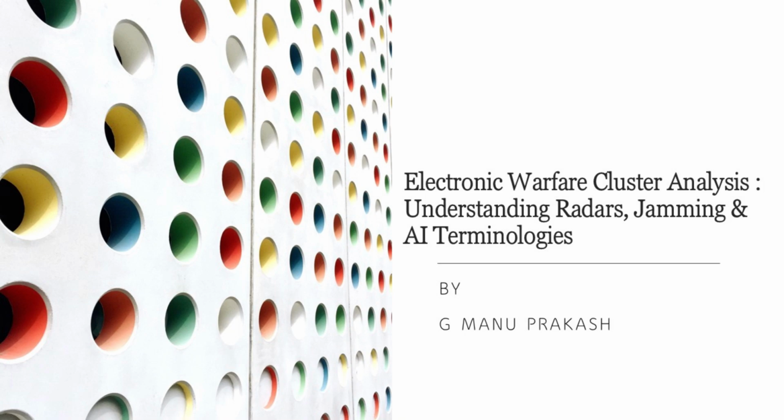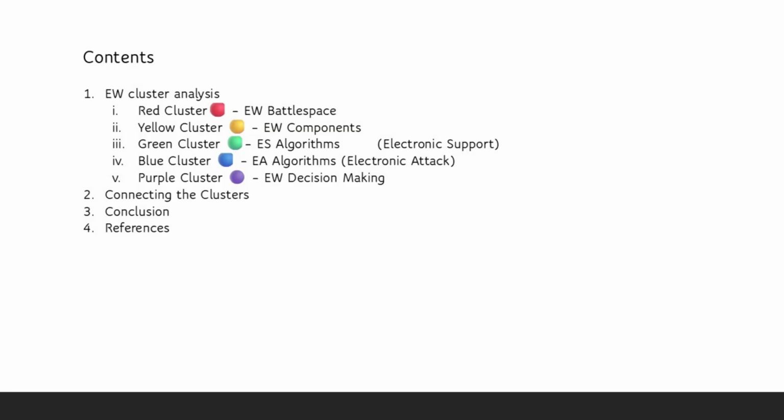Electronic warfare is the invisible battle unfolding in the air, at sea, and across the spectrum. But how do researchers study it in practice? In this video, we'll break down the keywords of EW, from electronic support (ES) and electronic attack (EA) to decision-making algorithms, and explore the core terminologies you need to know. Coming up in this video, we'll break down these topics.